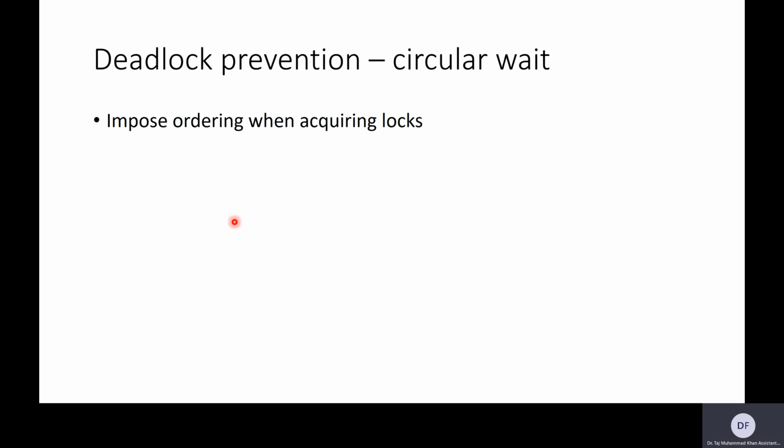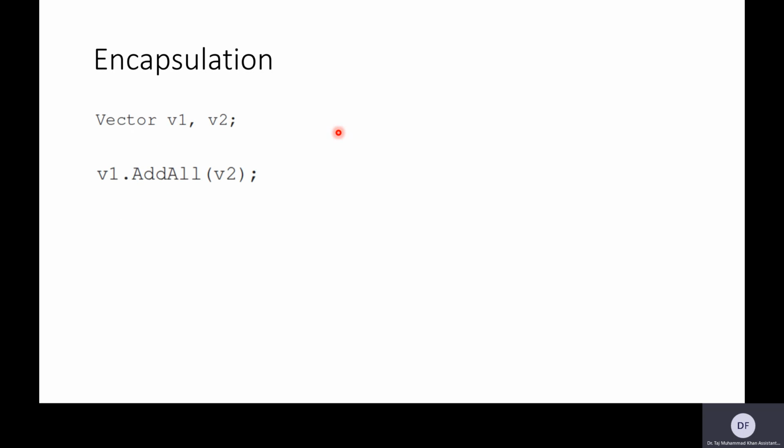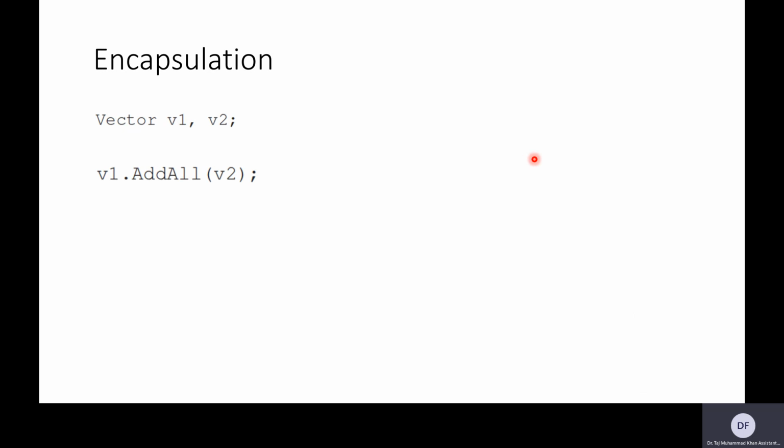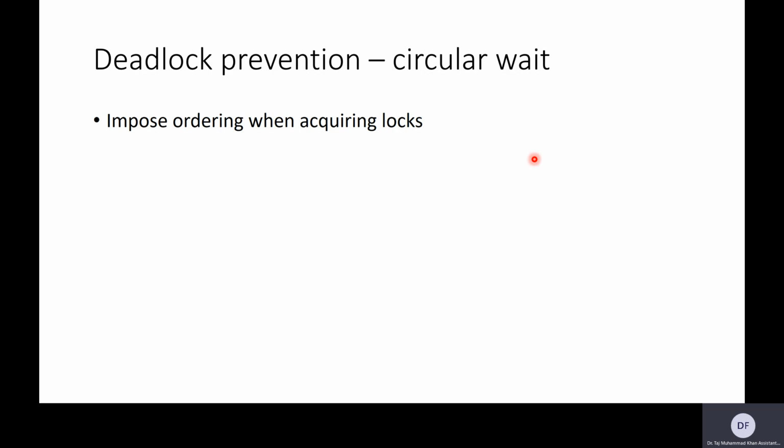So let's see how we can prevent these conditions from occurring so that we can avoid deadlock. Circular wait can be avoided by imposing an order in our program on how threads acquire locks. Remember in our example here, the threads were acquiring locks in reverse order. If we impose an order that every thread, if it wants to acquire these two locks L1 and L2, should always acquire them in the same order, first L1 then L2, or first L2 then L1, then the circular wait can be avoided.